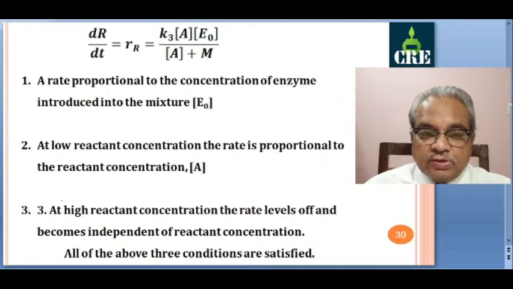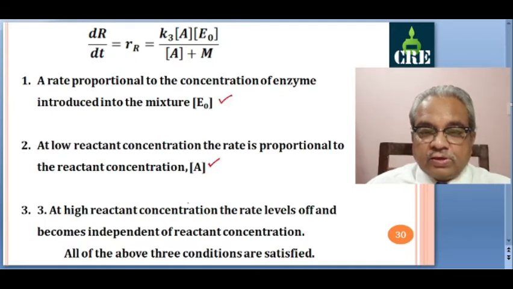Now check these conditions which are observed by experimental findings. Rate is proportional to the concentration of enzyme introduced. Rate is directly proportional to the concentration of enzyme. Second, at a low concentration of A, this term will be negligible as compared to M, and we get K3 by M into A into E0. So directly proportional to the concentration of A. This is also verified.